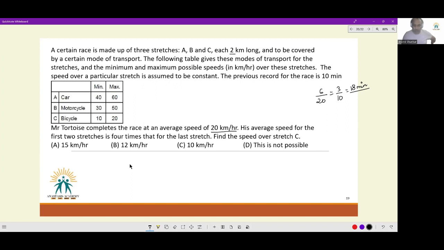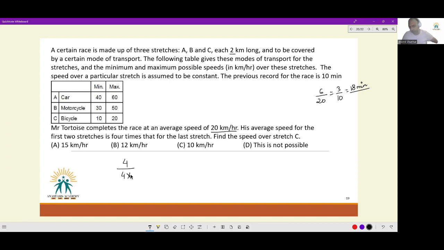His average speed for the first two stretches, the first two stretches is 4 kilometers. His average speed there is 4 times that of the last one. So 4 by 4x.